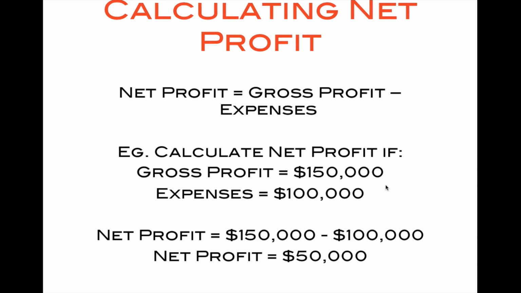Finally now, we're going to calculate what our net profit is. So net profit is the profit you make after you take away expenses from gross profit. So this is what businesses are really interested in, because in essence this is the real profit that they're making. So in order to calculate net profit, we go gross profit minus our expenses. In this example here, gross profit is $150,000 and expenses is $100,000. So using the formula up here, we put our gross profit as $150,000 and we minus our expenses, $100,000, which gives us a net profit amount of $50,000.